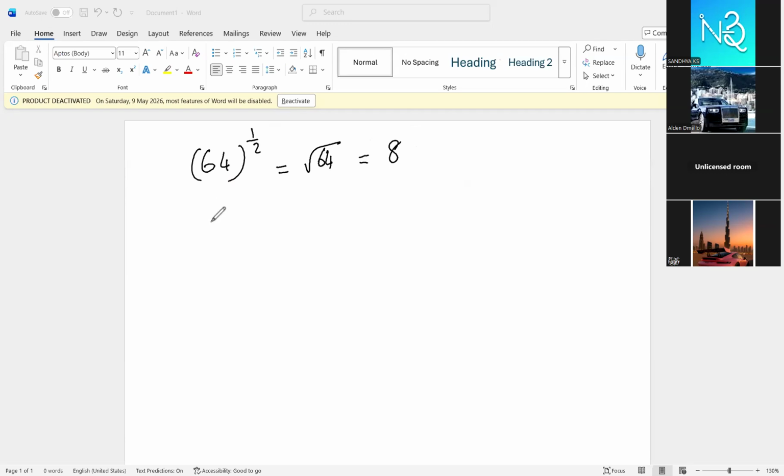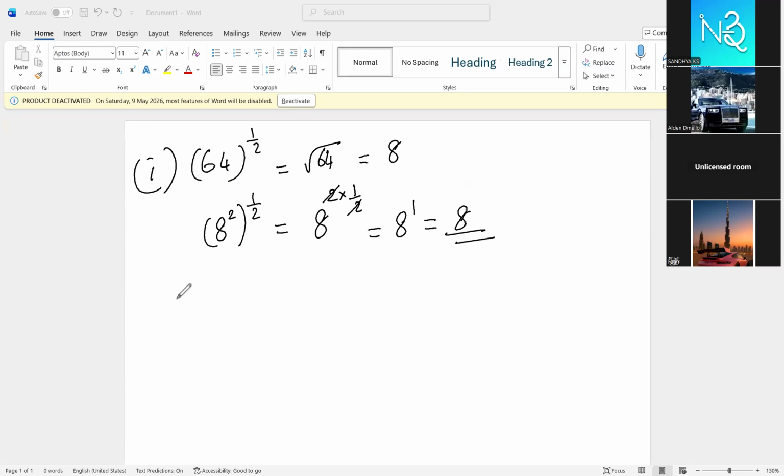Or you can do it like this: what is 64? 64 is 8 squared, right? So 8 squared raised to 1 by 2. 8 raised to 2 into 1 by 2, since m whole raised to n is m into n. So 2 into 1 by 2, the 2s cancel. So it is 8 raised to 1, so we get 8. You can do it like that also.